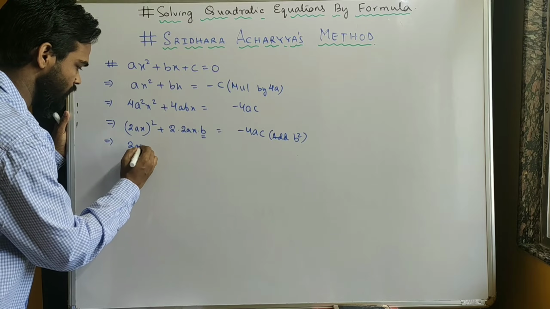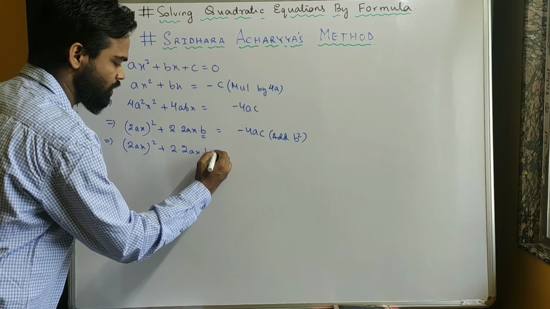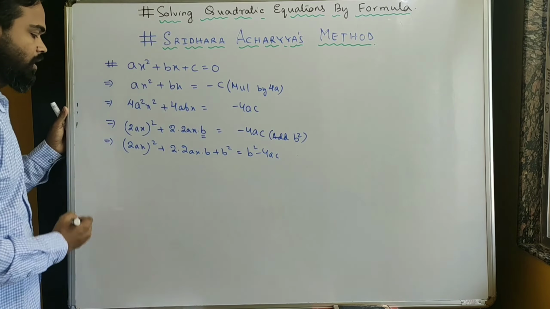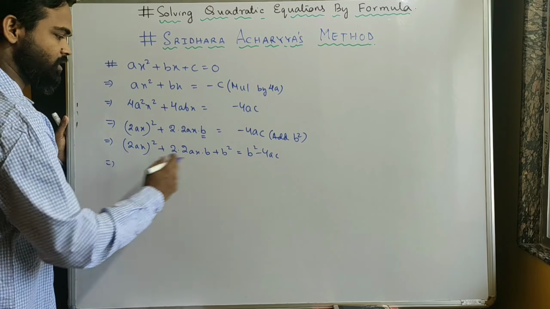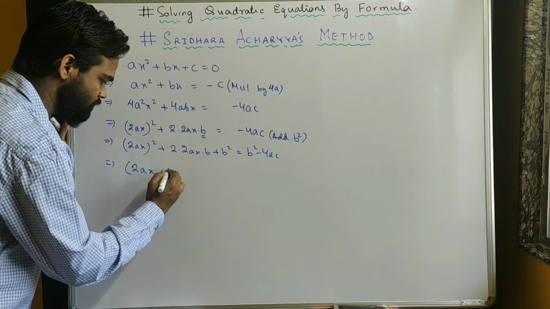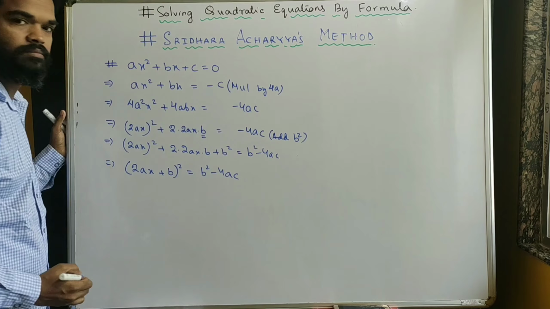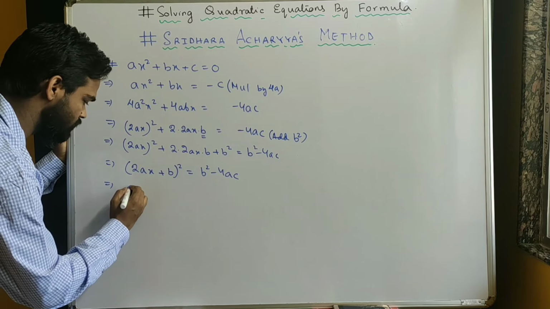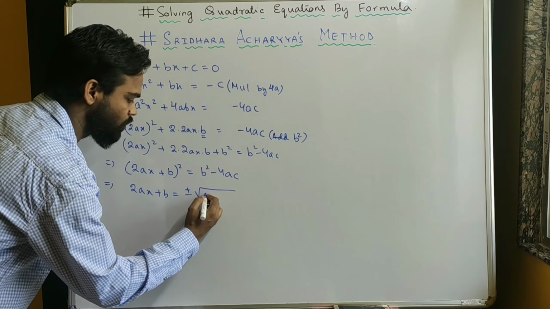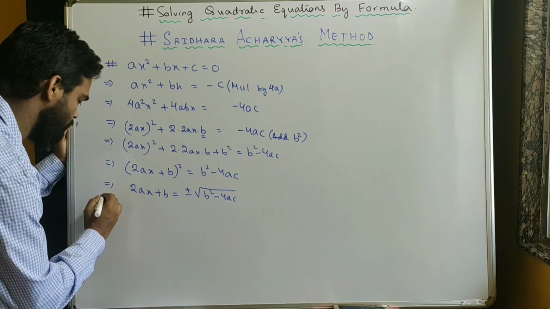So I'll get (2ax) whole square plus twice into 2ax into b plus b square equals b square minus 4ac. Now look carefully over here. This is a perfect square of (2ax plus b) whole square. And this is equal to b square minus 4ac. Now we know 2ax plus b will be equal to plus minus root over b square minus 4ac. Isn't it? Now I'll make x the subject.